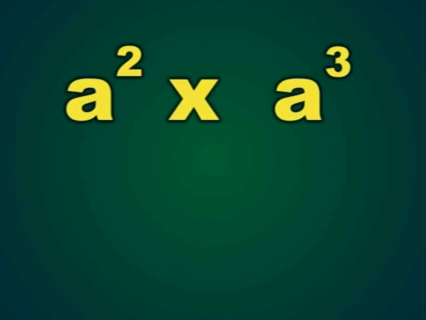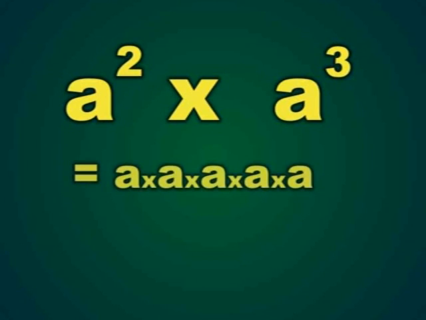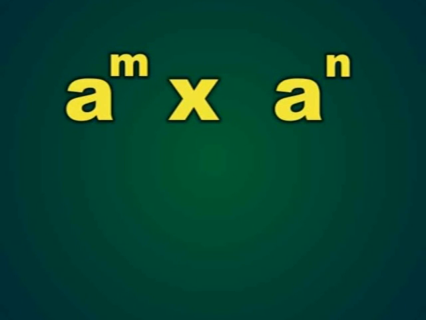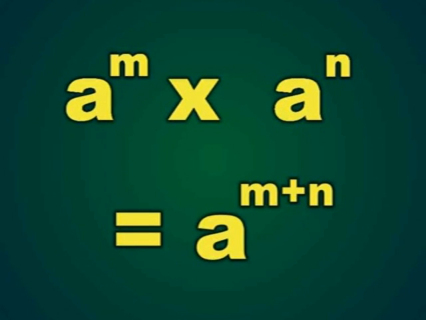Now, let's look at how we derive one of the exponential laws. If we have a squared, we know that that's equal to a times a. A to the power 3 is equal to a times a times a. Alright, so what if we have a to the power 2, or a squared, times a cubed? That's going to give us a times a times a times a times a, which is the same as a to the power 5. Hence, a to the power m times a to the power n is going to equal a to the power m plus n. Now, this technique that I'm using can be used to derive all of the other laws, which we will now cover.